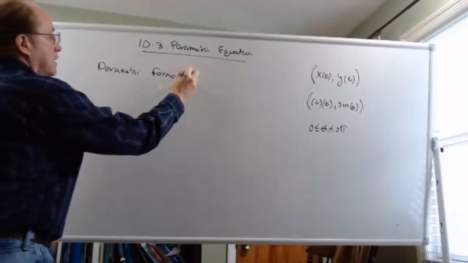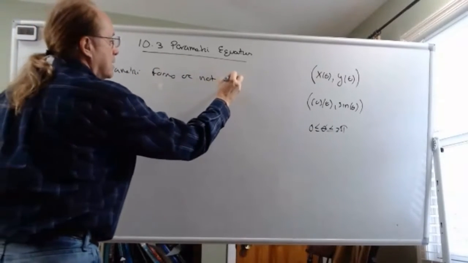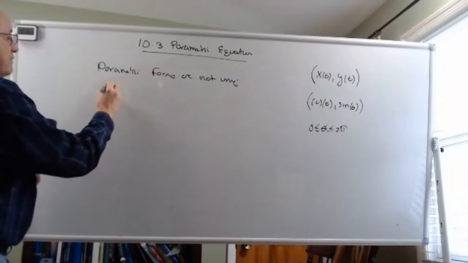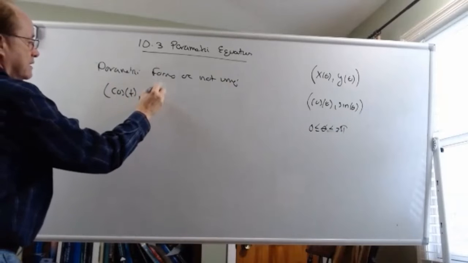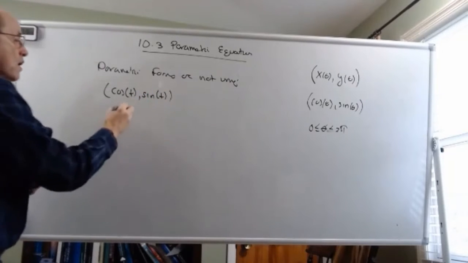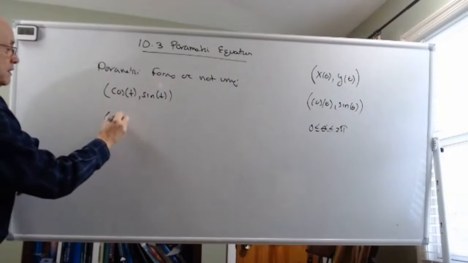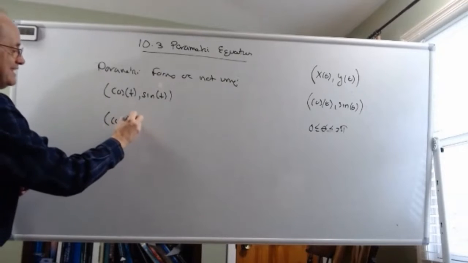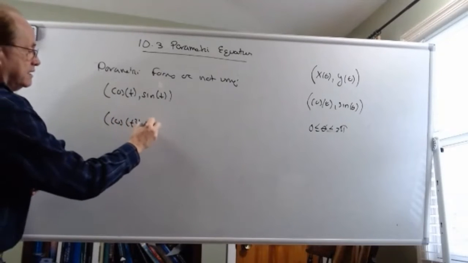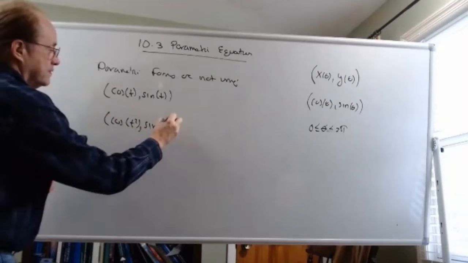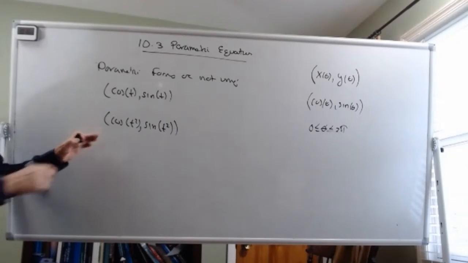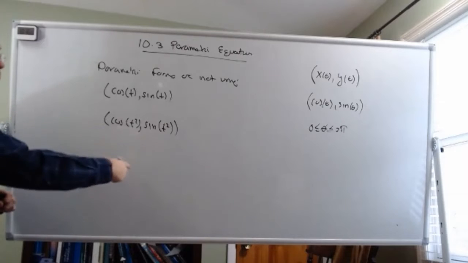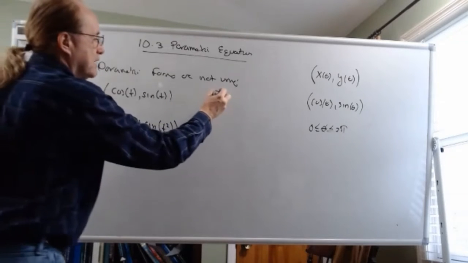Forms are not unique. Meaning, I could have cosine t, comma, sine t, or I could do this, cosine of t squared, sine t squared. Now, I would get the same graph. However, this one would go around more rapidly. Both of them would give me a circle.